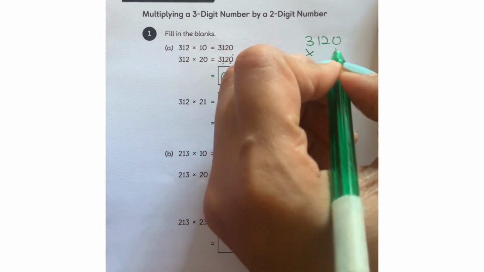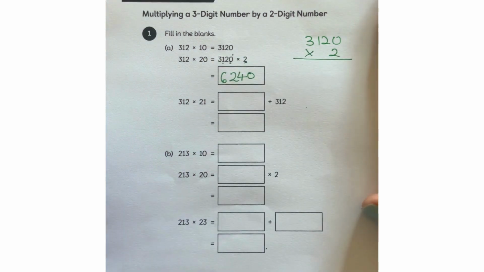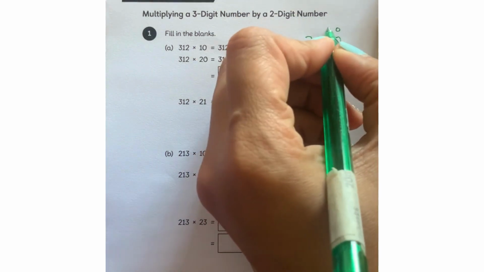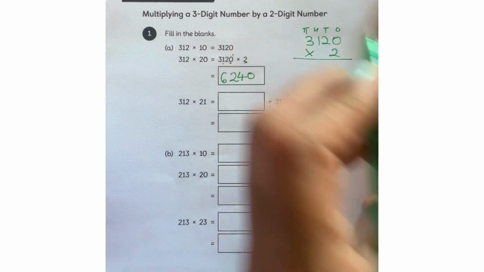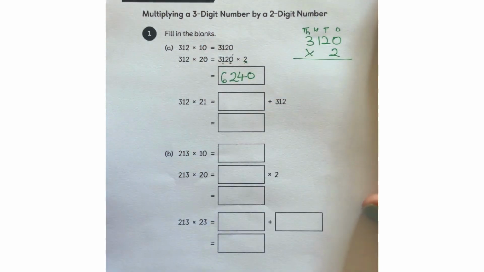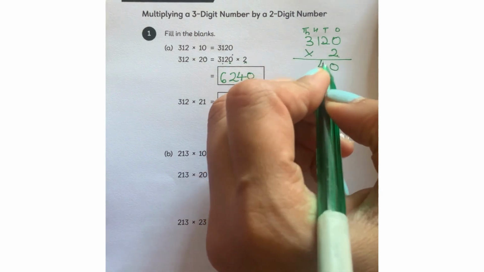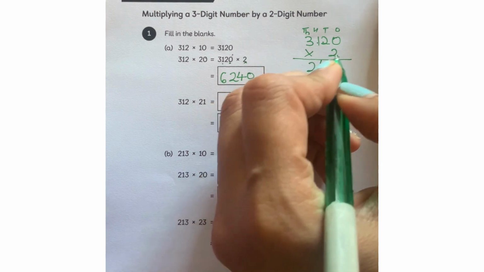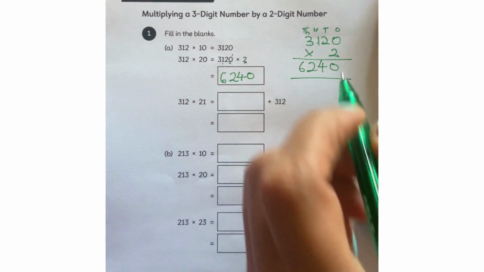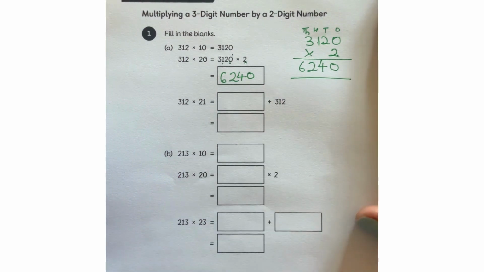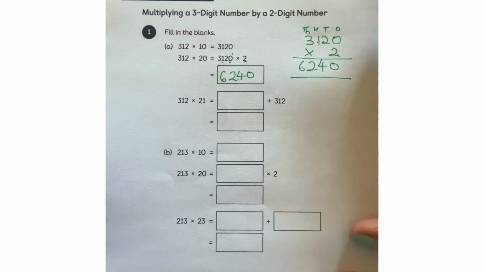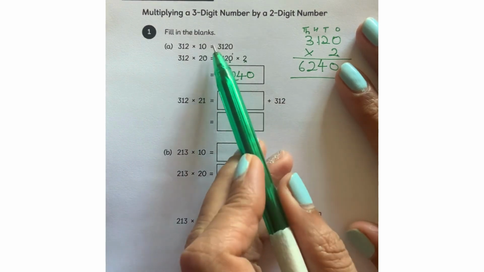Similarly, I can multiply it with the long method. If you wish, to avoid confusion, you can put ones, tens, hundreds and thousands. Let's start. 2 times 0 is 0. 2 times 2 is 4. 2 times 1 is 2. And 2 times 3 is 6. Same answer? Perfect.